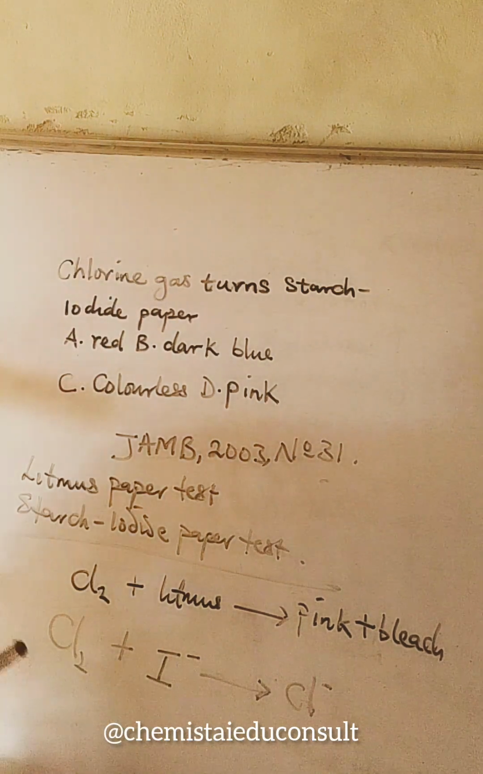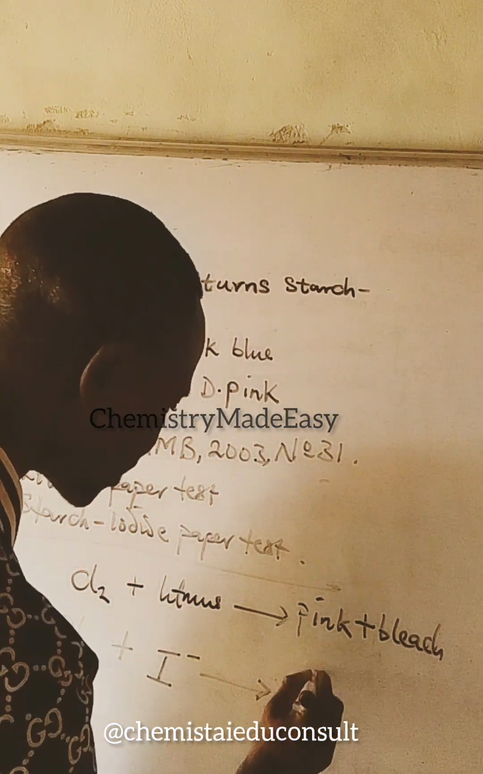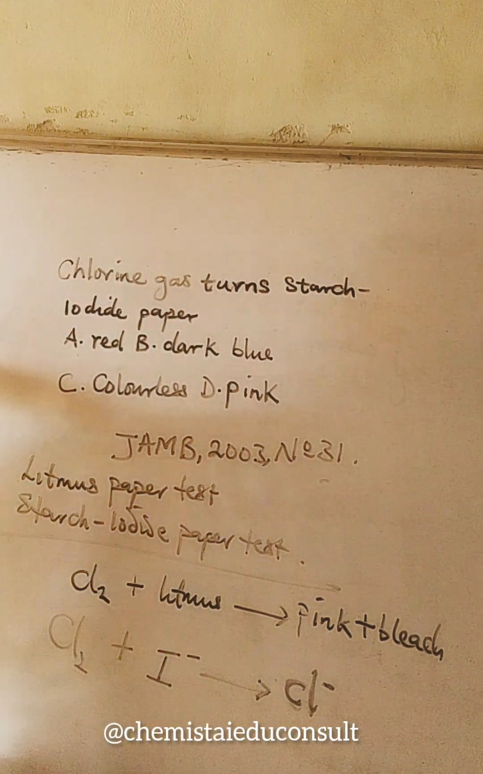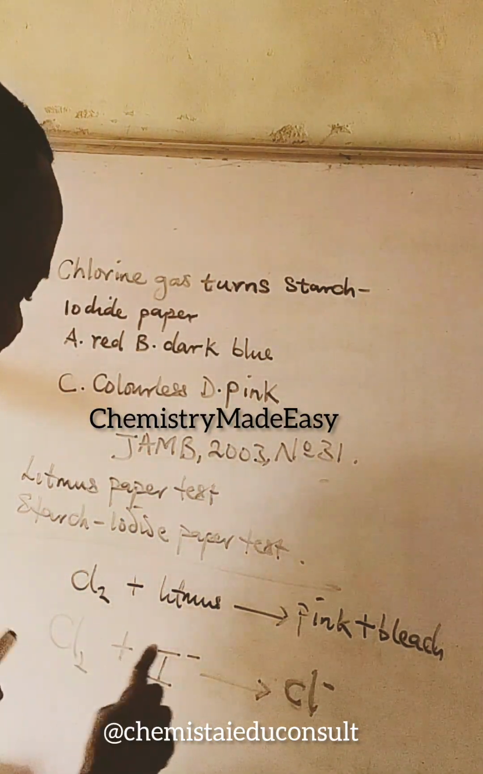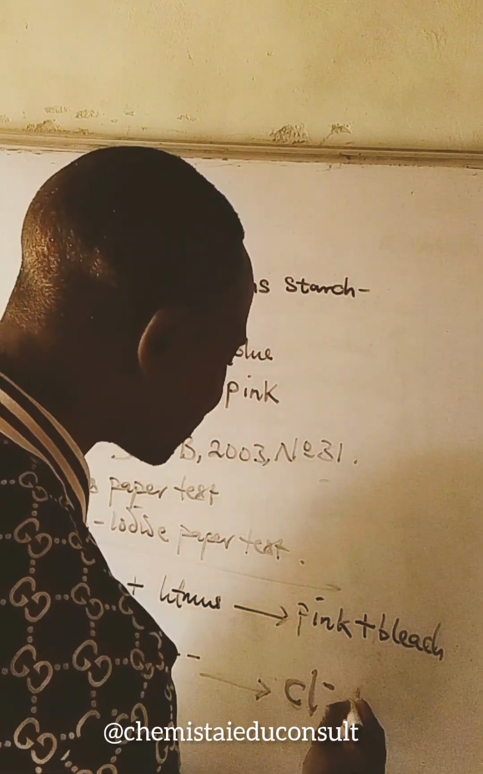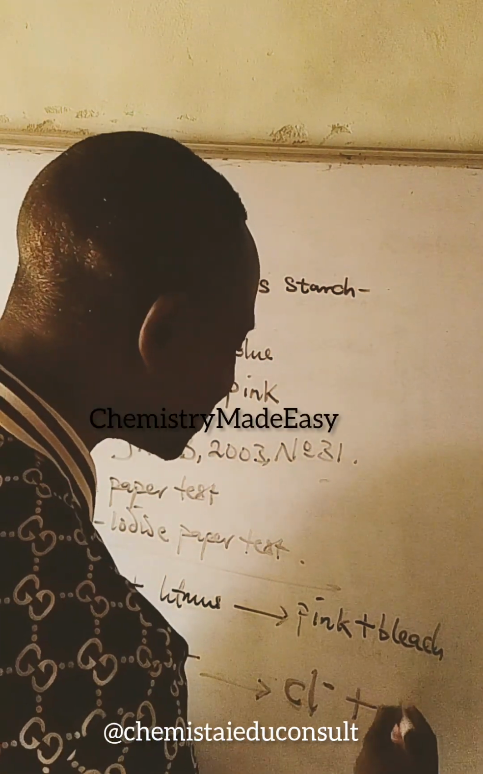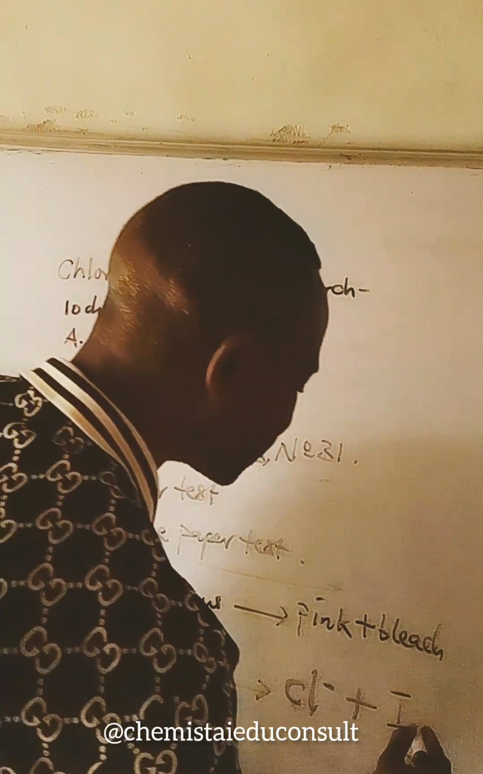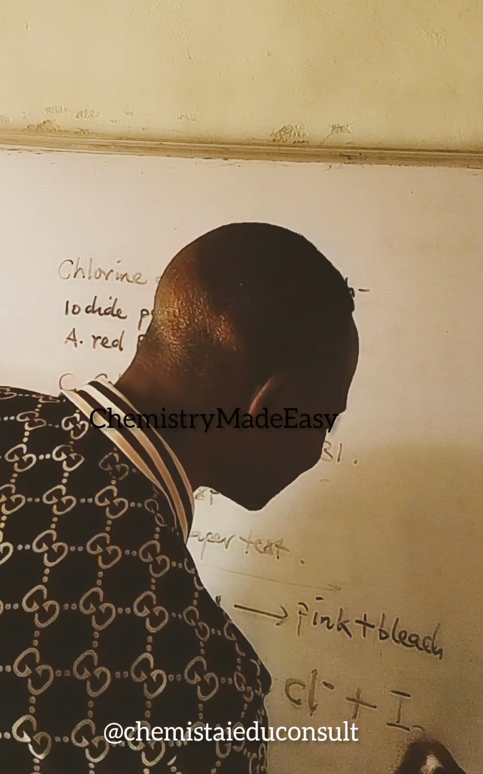Chloride ion, which is colorless. Right? Now, the iodine, losing that electron, becomes oxidized to iodine atom. Two iodine atoms will combine to form iodine molecule.